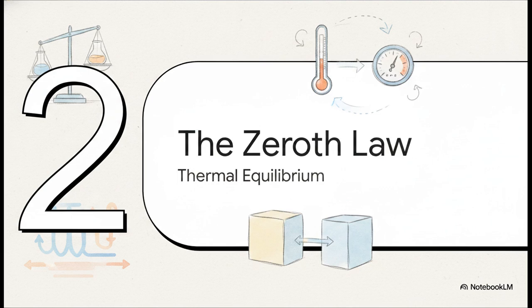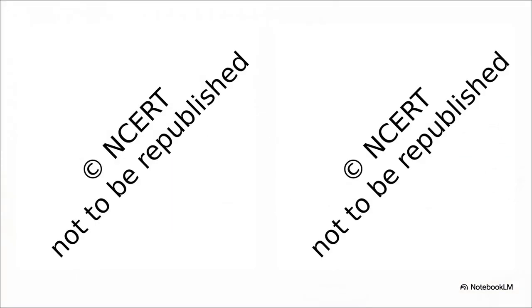Chapter 2: The Zeroth Law. Before we can even measure energy, we have to define what it actually means for a system to be at rest or in equilibrium. In mechanics, equilibrium means net forces are zero. But in thermodynamics, it means macroscopic variables, like pressure and temperature, simply stop changing over time.